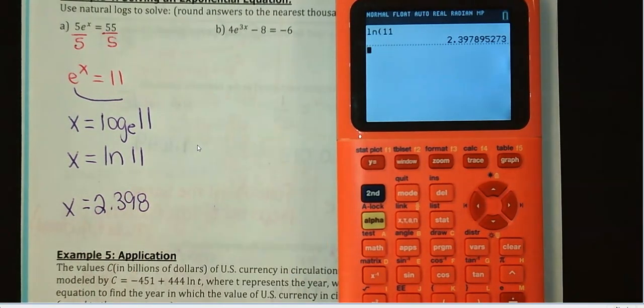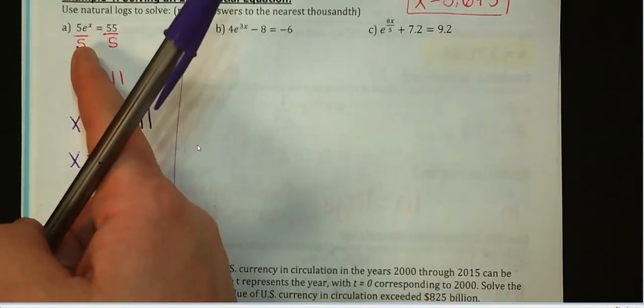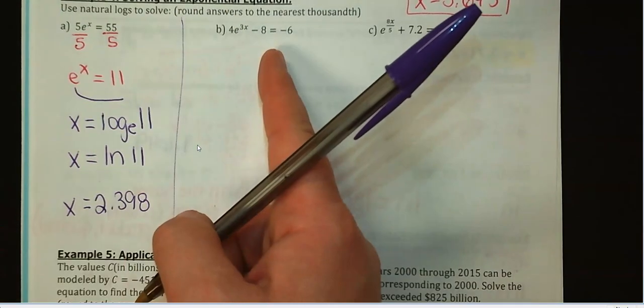Super easy to check these if you want. I might check it in the step where you have the e to the x by itself, but you could check it in the original problem too. Just plug that in for x, and it'll be a little bit off because we rounded it, but it should be really close. If you don't have the e by itself, like I had to divide by 5 here, we might have to do a couple steps on this one.